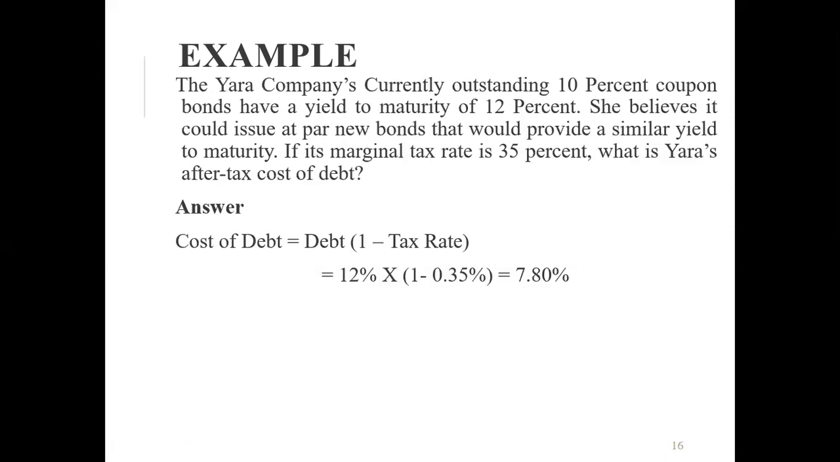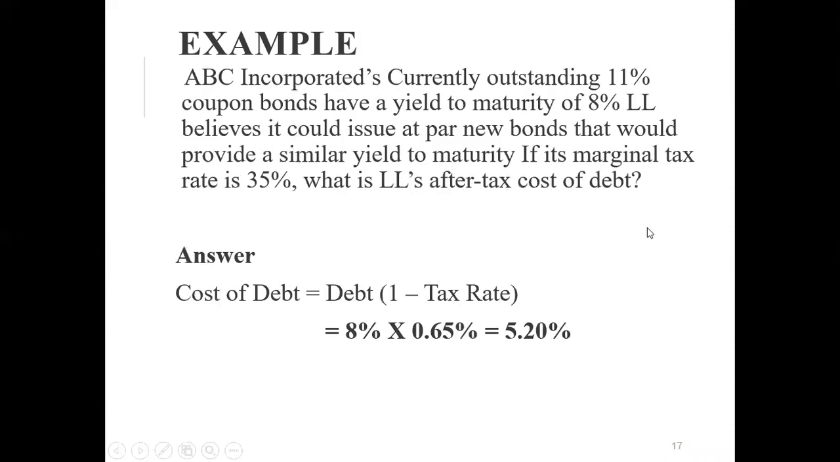So let's give an example to understand how we can solve. If you have Yara here, and she is targeting to have an outstanding company with a 10% bond, and it yields 12%. So the 12% represents the cost that I'm going to pay. And the tax here is 35%. So simply, I will substitute: 12% times 1 minus 0.35. This will give me 7.8%, which is the cost of the debt. So this is how we can find the cost of the debt from different perspectives.